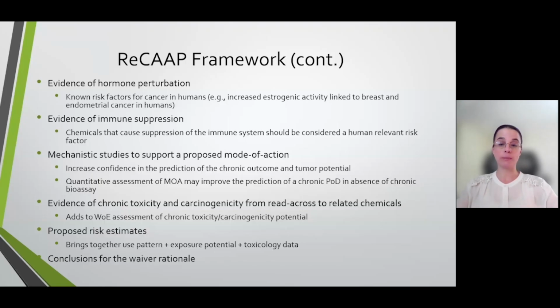Similarly, immune suppression increases the risk of cancer in humans. We know this through the demonstration of an increased risk of certain types of cancers following the use of immunosuppressive drugs. So if you have information showing that your chemical does or does not suppress the immune system, it's important to include that in the weight of evidence narrative as it is considered human relevant.